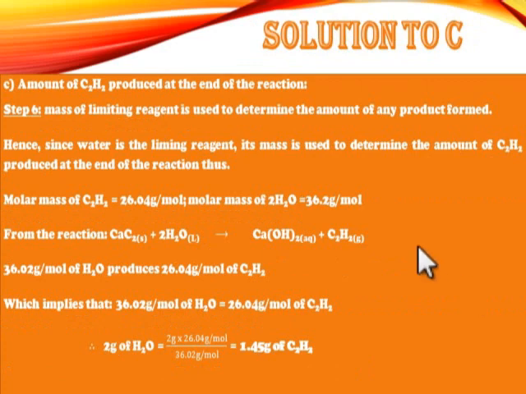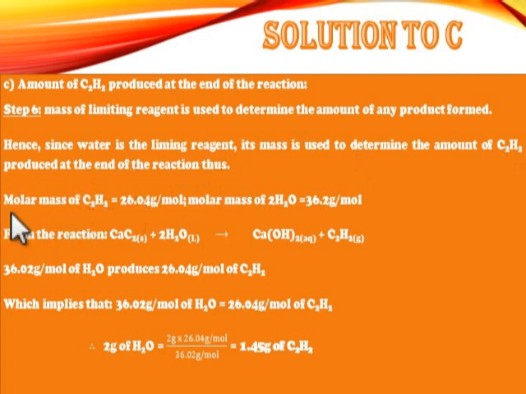So let's look at the solution to C. C is asking us of the amount of ethane, that is C2H2, produced at the end of the reaction. Remember, you use the amount of the limiting reagent to determine the amount of product formed. Okay, good. Here step 6 says mass of limiting reagent is used to determine the amount of any product formed. Hence, since water is the limiting reagent, its mass is used to determine the amount of ethane produced at the end of the reaction.